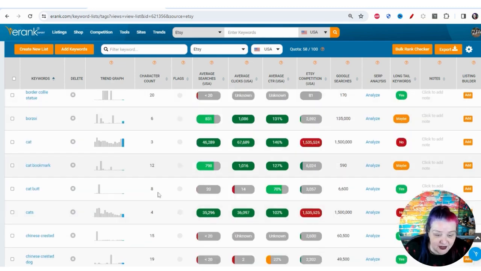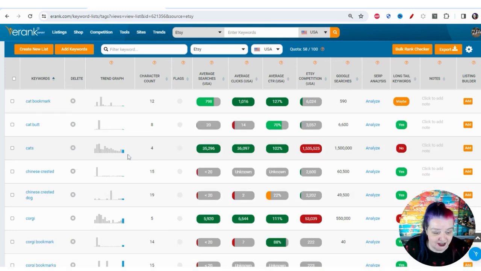And we're looking, cat looks amazing. Unfortunately, cat bookmark. I'm just looking at the search trend graphs, by the way. This is the past, was it 15 months? Yep. The past just over a year, we're looking at the search trend. So cat is increasing, cats plural is decreasing.